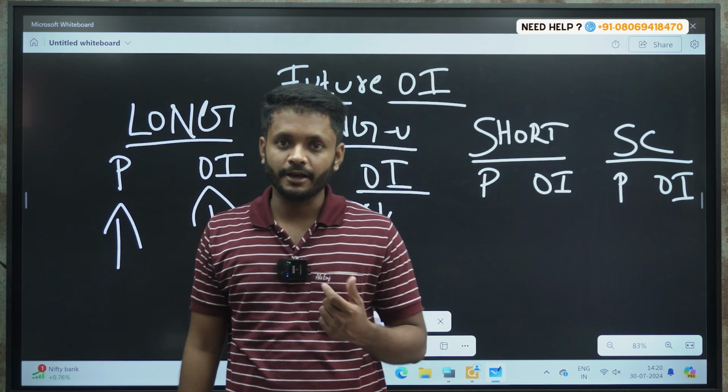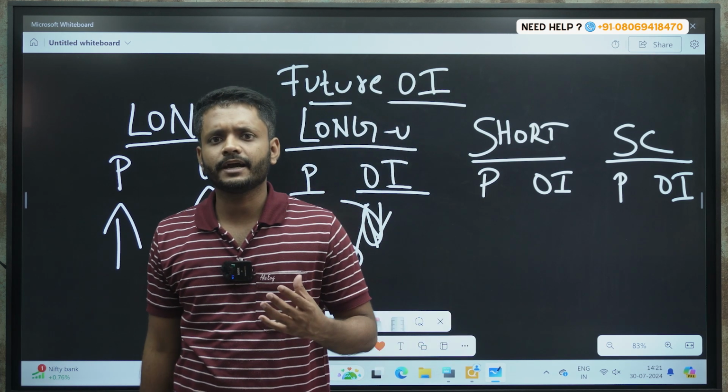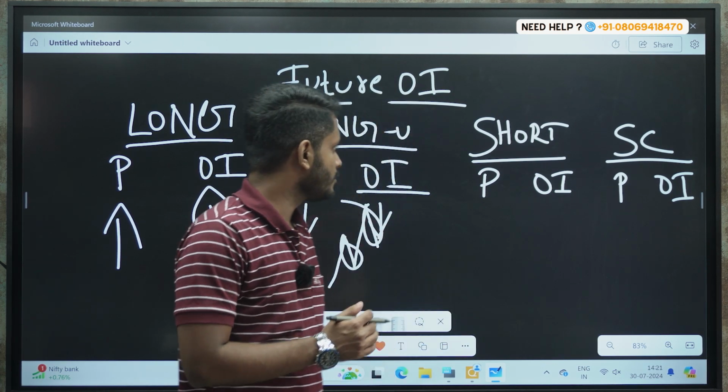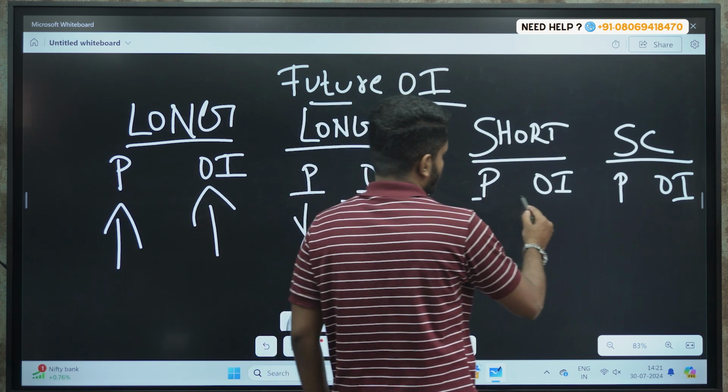So this is long unwinding. In short, long unwinding, I would say it is profit booking. Okay, now let's get into short.